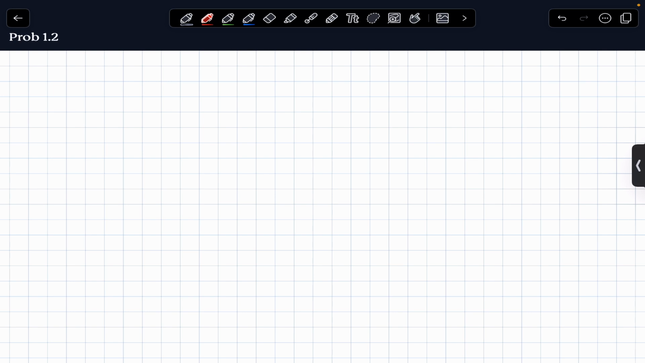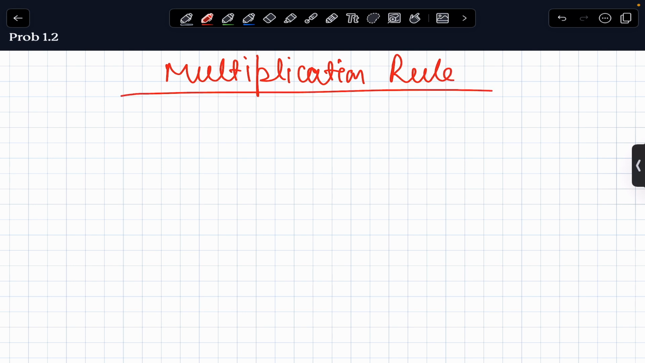So the topic we are going to see is multiplication. Okay. It is the multiplication rule, and what it is, let's see. This rule is basically used for finding the joint probability, or the probability of an intersection. Okay, so it's a probability.